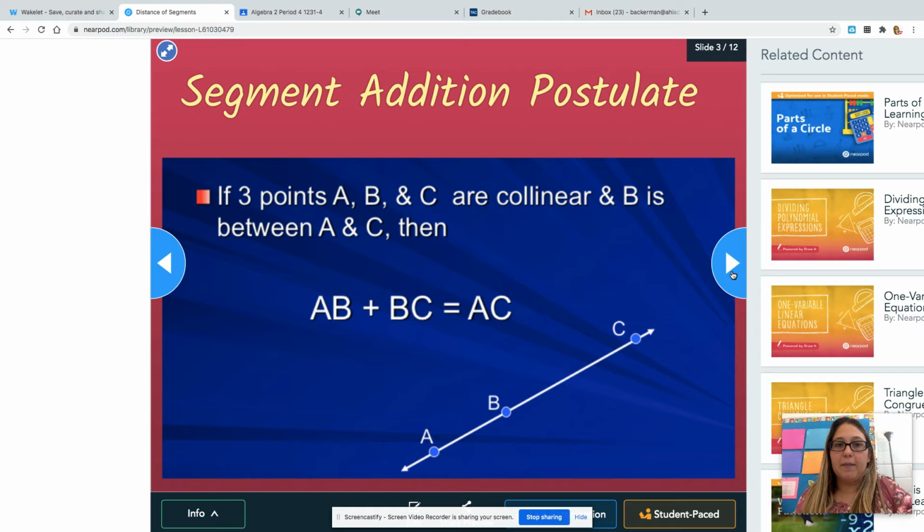What I also want to mention about the segment addition postulate is in order for this to be true, all the points must be collinear, meaning we must be talking about points that exist on a line. And that makes sense because if it's a segment addition postulate, then the points must be on that line, okay?